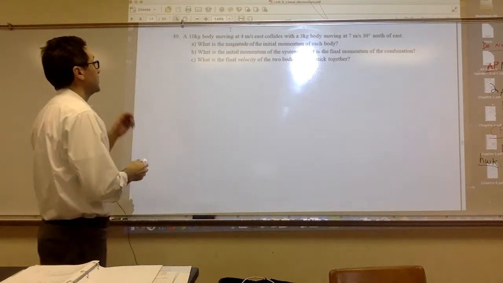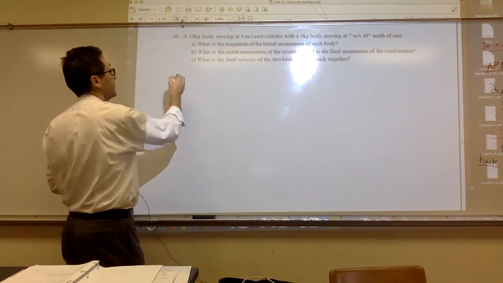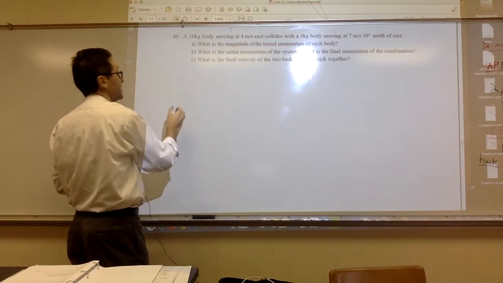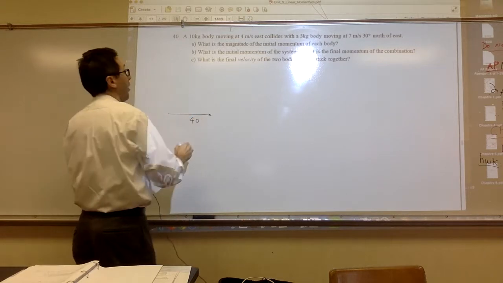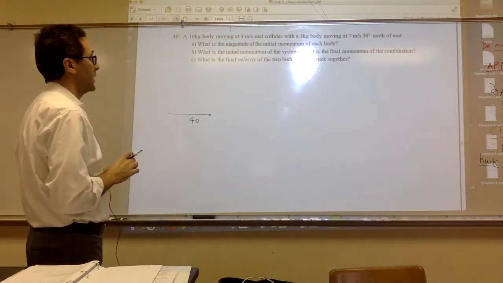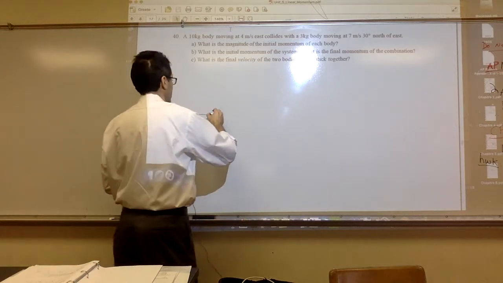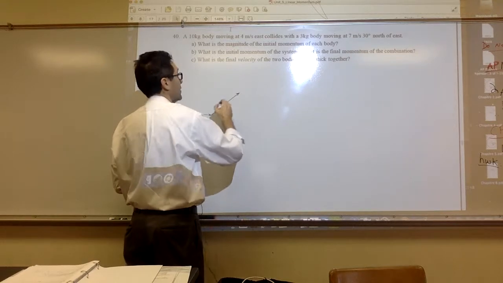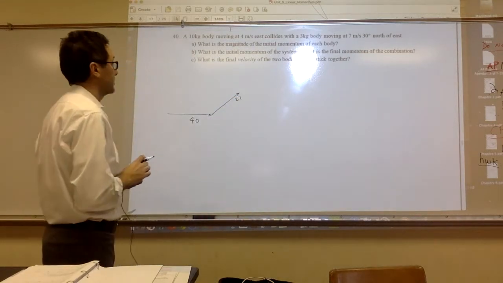All right, now we're going to do things that are not at a 90-degree angle. A 10 kilogram body moving at 4 meters per second east, so it's going to have a momentum of 40, collides with a 3 kilogram body moving at 7 meters per second at 30 degrees north of east. So we do the head to tail, and this is 21 kilogram meters per second.